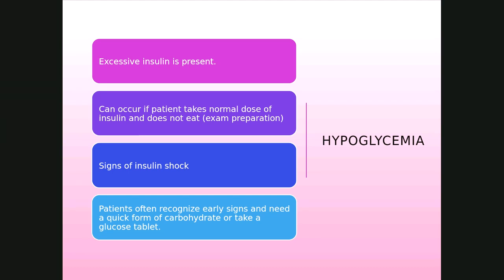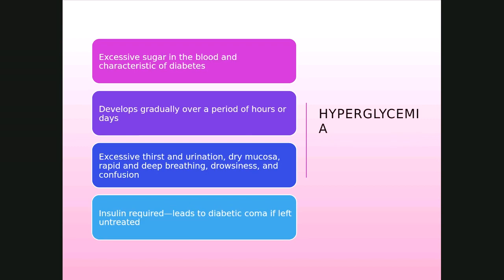The opposite end of the spectrum would be hyperglycemia, a condition where there's too much sugar in the blood, and this is typically associated with diabetes. This condition tends to develop gradually over a period of hours or days, so it's not typically something that technologists will notice as quickly as hypoglycemia.